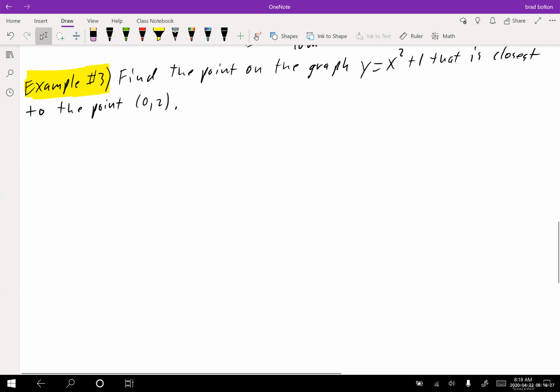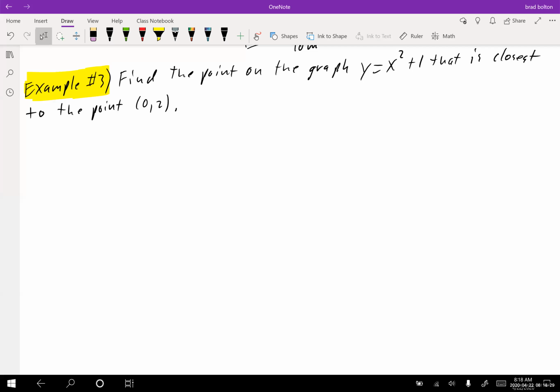Now, if you guys could pause the video, read this next question. Find the point on the graph y equals x squared plus 1 that is closest to the point 0, 2. So you guys should pause the video and see how far you could set this up before you hit a roadblock, okay? I would say definitely for this problem, draw a picture first. That should be the first thing you do, and then label what they're saying, okay? So pause the video and get started, and then unpause it to see where I ended up.